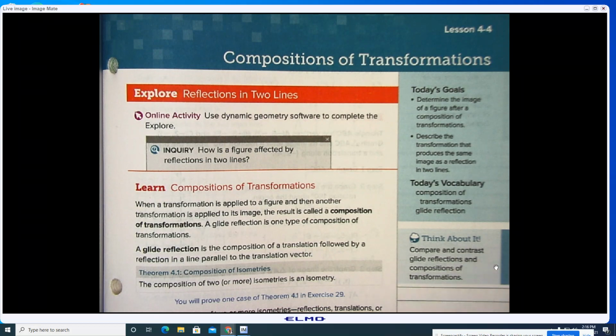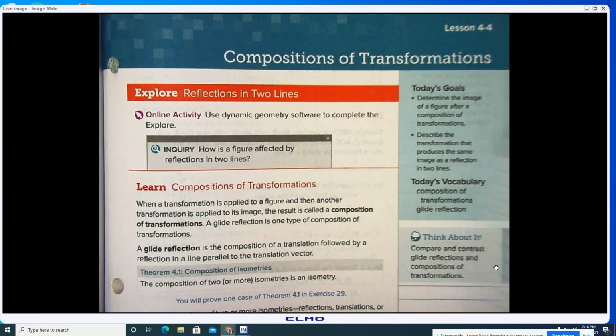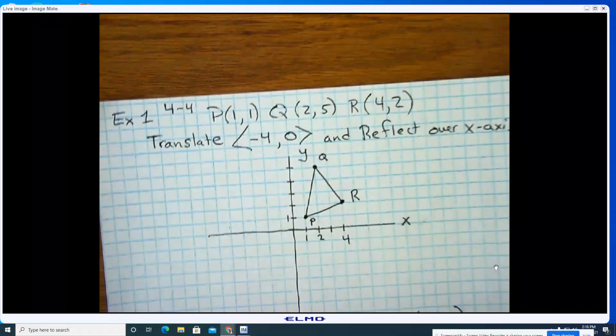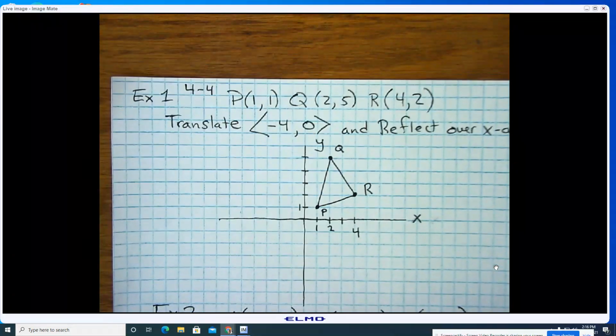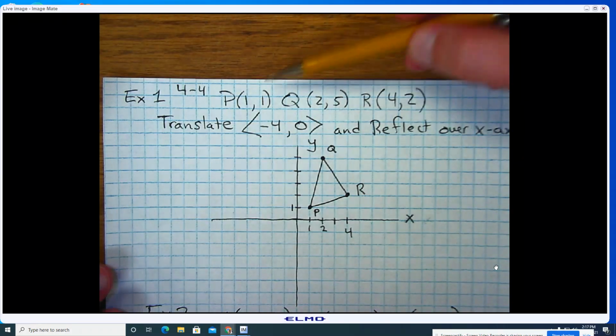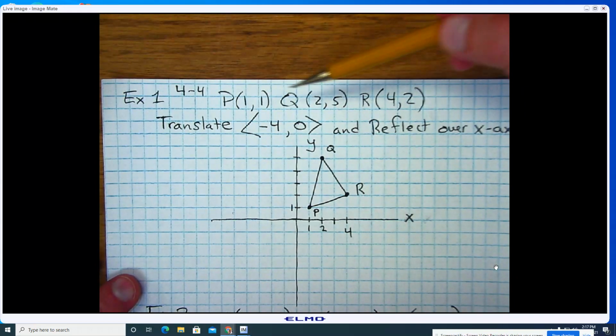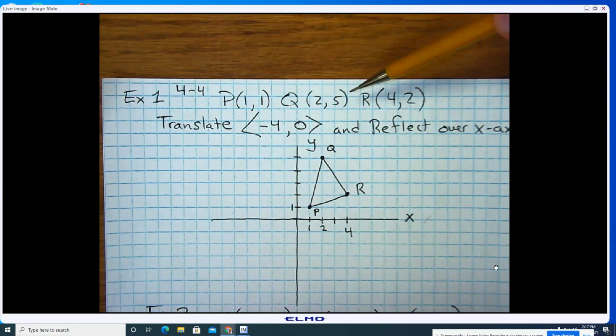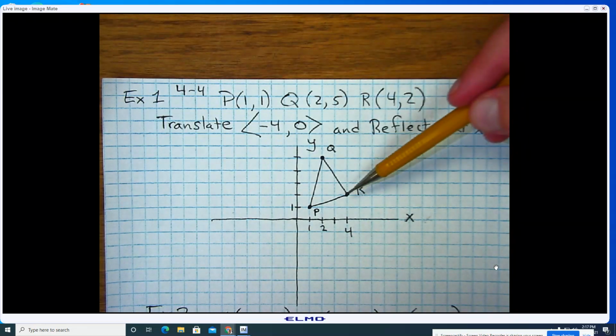And let's go ahead and do what we normally would. Let's look at example 1 and do it ourselves. So example 1, we'll do it 2 different ways. The main way that I think is going to be the easiest is with the patty paper. And then we also have the algebra that we can do. It's important to know both. So we have 3 points: (1, 1), they call P, (2, 5), they call Q, and (4, 2), that they call R. And go ahead and graph those.